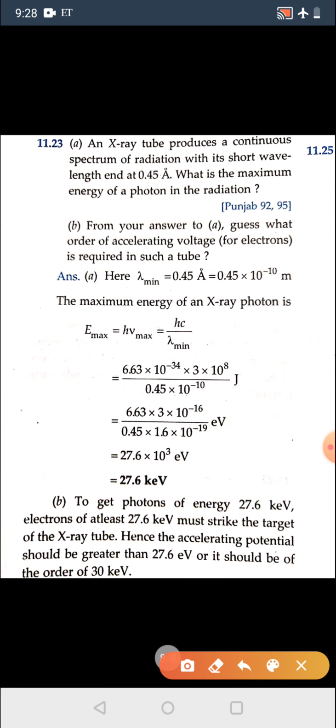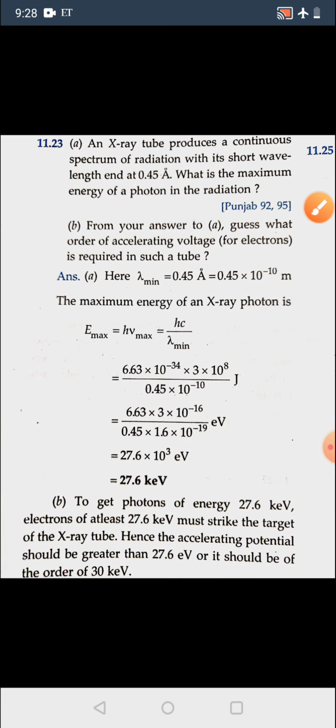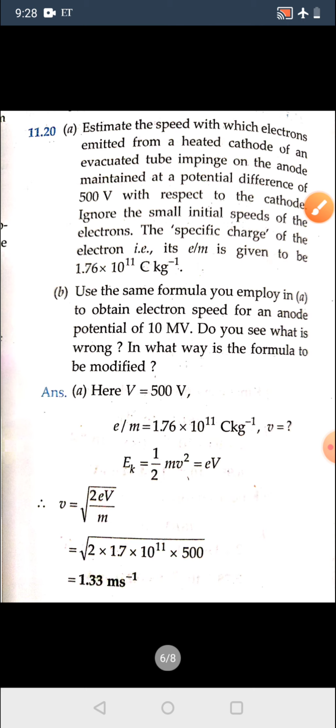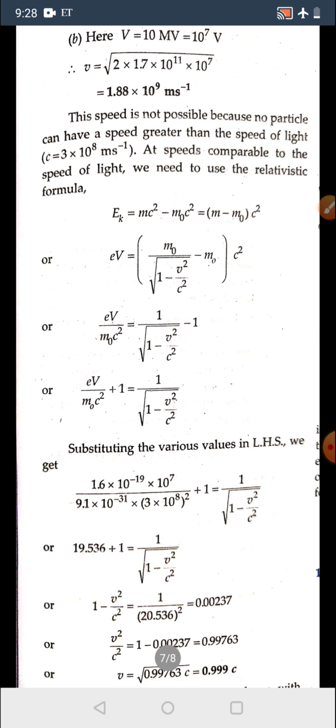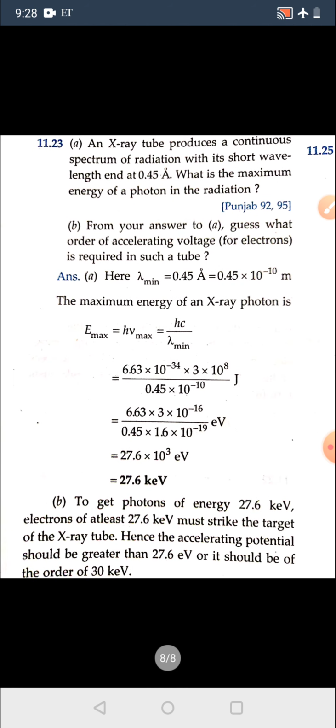Then questions 21 and 22 are based on the magnetic field and its properties. So we will discuss question number 23, and please don't try questions 21 and 22 now, I will solve them in class.